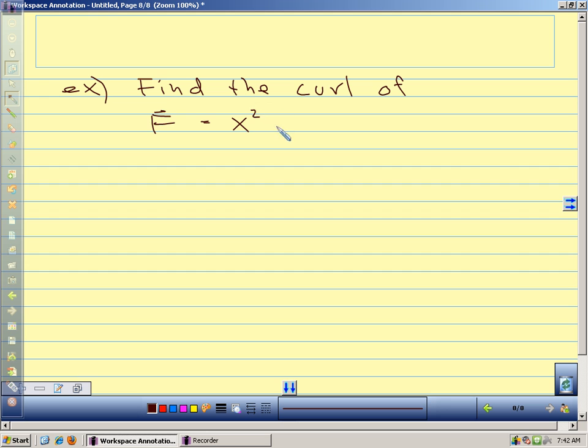So our function is x squared z i minus 2xz j plus yz k. We want to find the curl at the point (2, -1, 3).